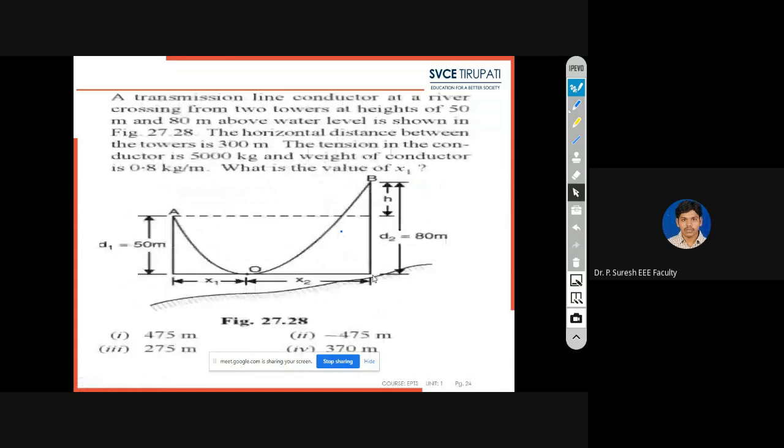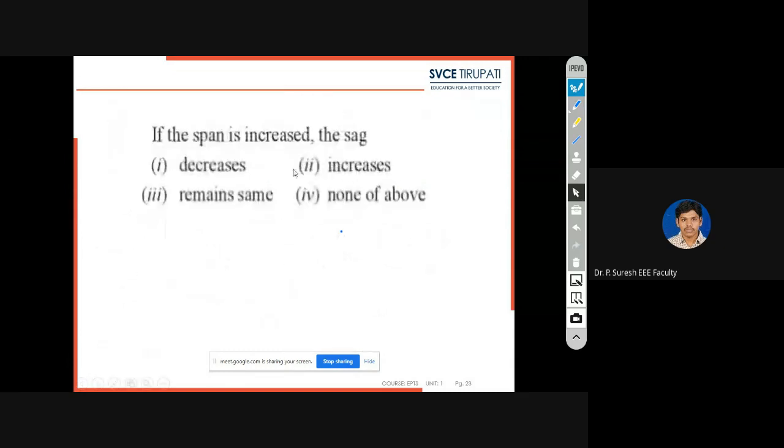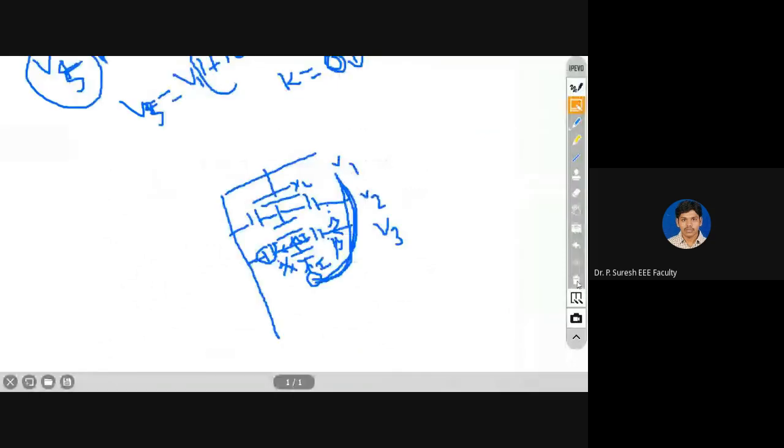So next topic is sag and tension calculations. Can anyone tell me what is called sag? What is called sag? Maximum these problems are enough for insulators. Sag always has which shape? It is a catenary shape.